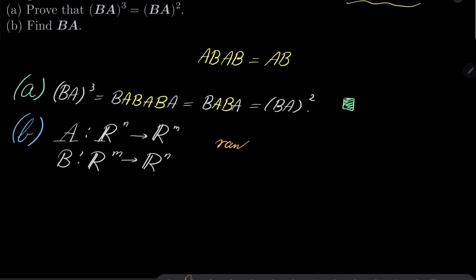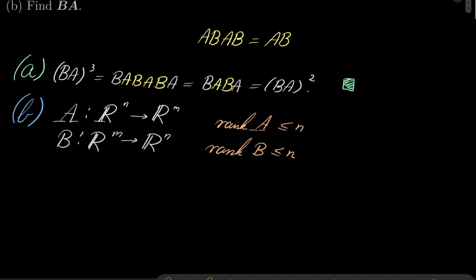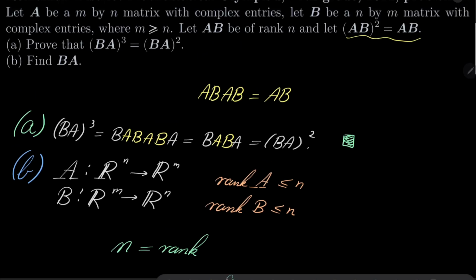Rank of A is of course less than or equal to n. Likewise, rank of B must also be less than or equal to n. Why is that? Well, for example, rank of A is bounded by n because the dimension of the domain is n, and rank of B is bounded by the dimension of the codomain. Alright. But now, let's also notice that by assumption, n is the rank of the product of matrices AB.